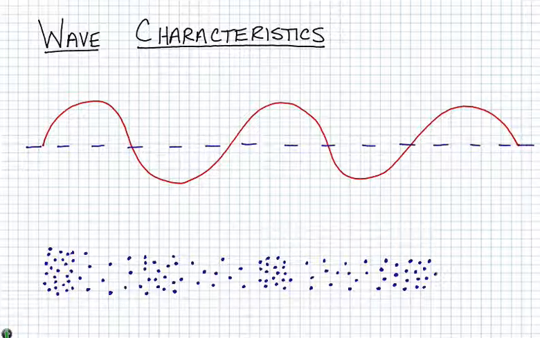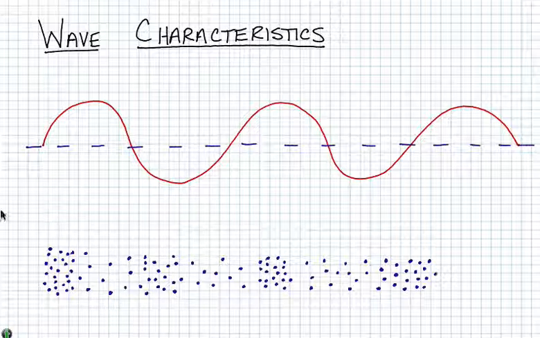Now, in order to talk about all these things, we're going to need to be able to kind of get on the same page in terms of how we're going to actually talk about these waves. What are the parts of a wave? How can we discuss this so that we all understand what's going on and we're not all completely lost?